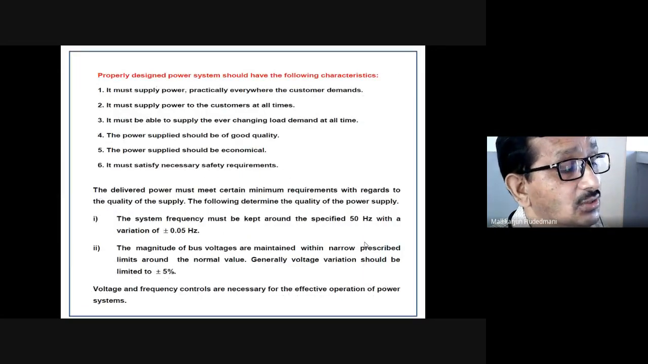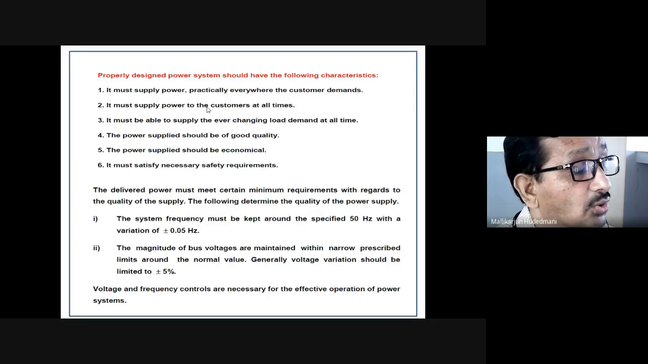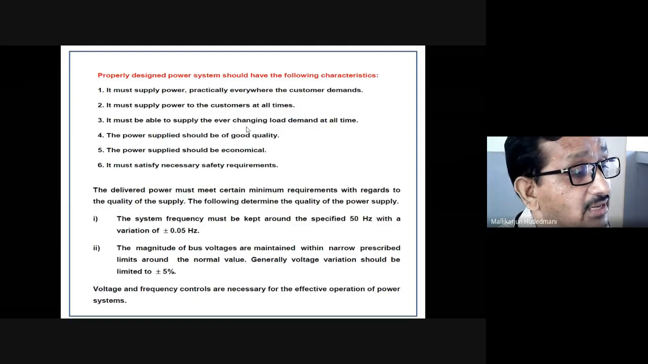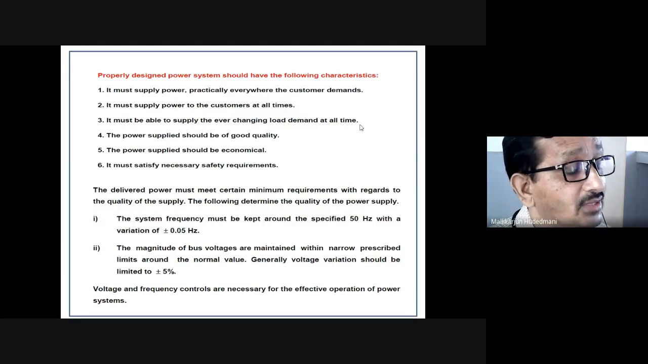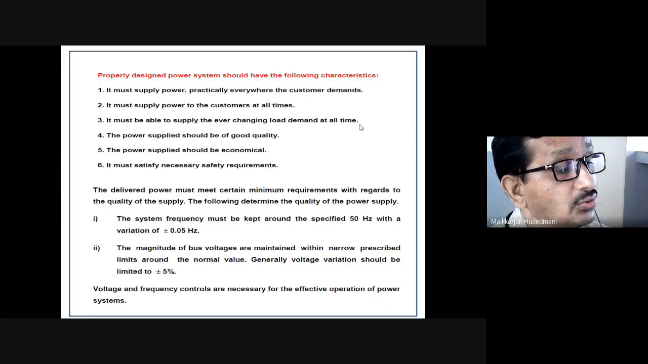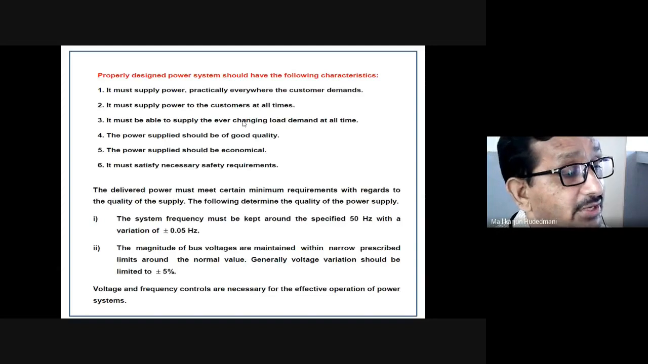Yes. This is one of the slides we have already discussed. Why should there be proper control in the power system? It must be able to supply the actual required power to every customer demand. Their specification must be met. It should meet the customer requirement at all times, reliability, and it must be able to supply ever-changing load demand at all times. The dynamic changes of the load must be managed by the station so that there will be continuity of delivery of power to the end user.